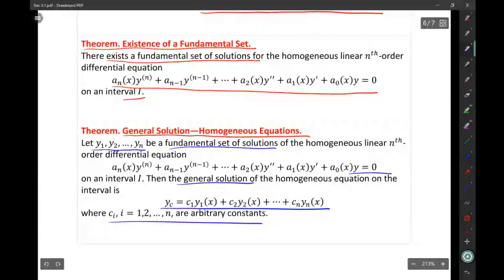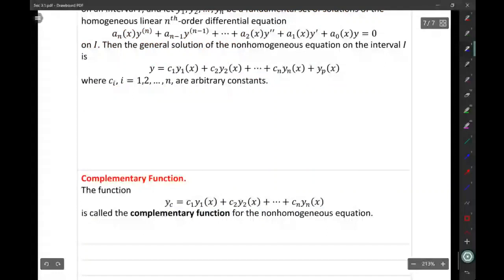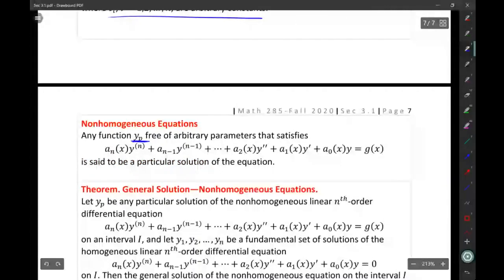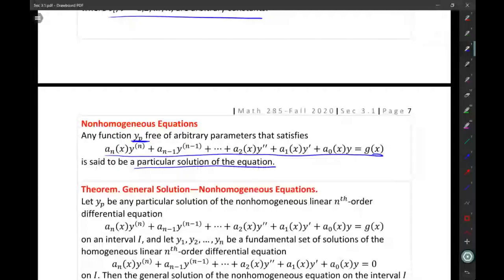We'll finish this one and stop here, inshallah. Now, a function yp, particular, which is a solution of a differential equation, is called a particular solution. I mean, if you substitute yp for each y and all these derivatives, the left hand side becomes equal to the right hand side, so that is called a particular solution.